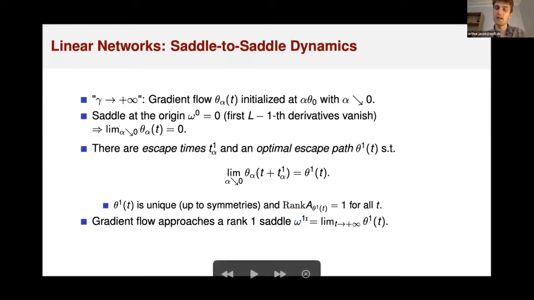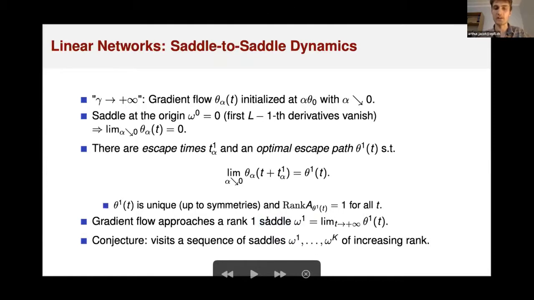And so we cannot prove that the same thing happens, but we conjecture that the proof goes through and that this doesn't cause any issues. Our conjecture is that in this dynamics, in the limit, gradient flow is going to visit a sequence of saddles of increasing rank. Starting from the origin, which is essentially a rank 0 saddle, going to this rank 1 saddle, gamma 1, then following an optimal escape path to go to a rank 2 saddle, and so on and so forth, until it finally reaches a global minimum.